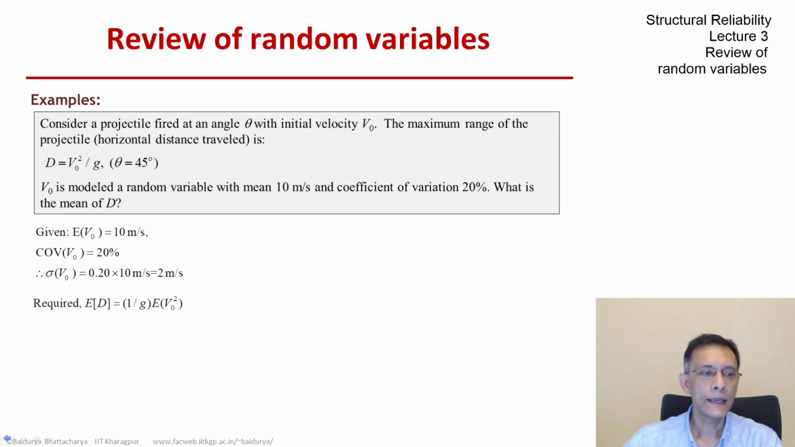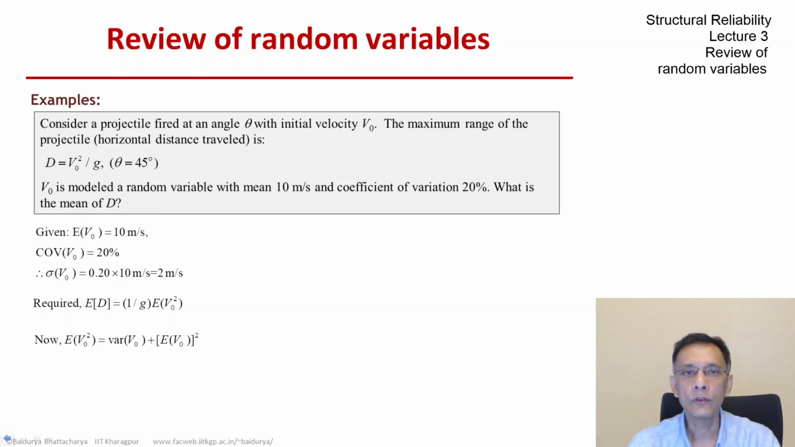What we need now is the mean of d. We have already seen that expectation is a linear operator, and since 1 by g is a constant, the mean of d, or the expectation of d, is that constant times the mean of v0 squared. Now, how do we get the mean of v0 squared? We have been given the mean and the standard deviation of v0. So we'll use the known relationship between the variance, which is the square of the standard deviation, and the expected value of the squared random variable and the mean.